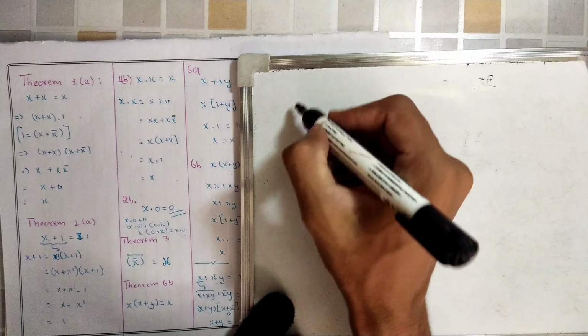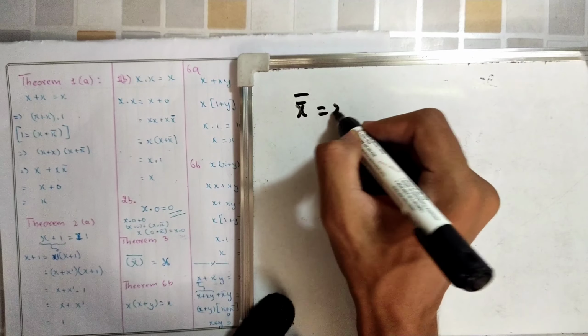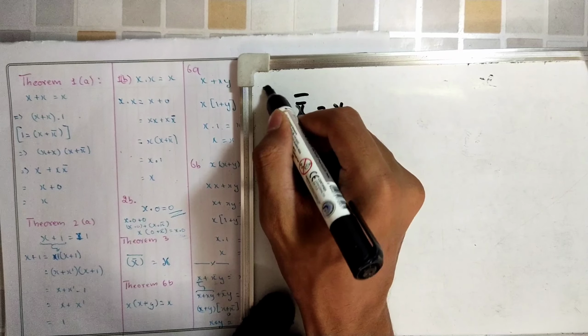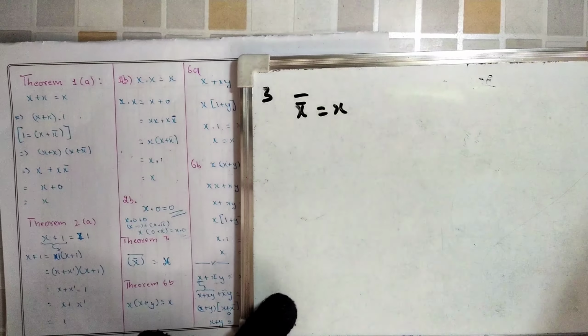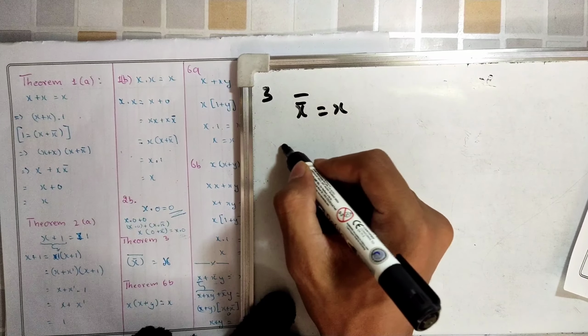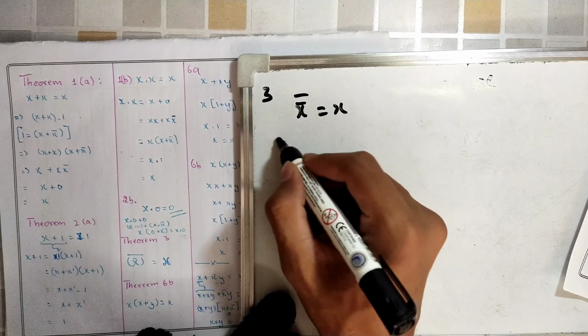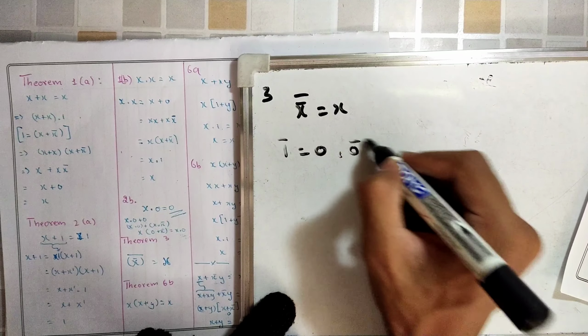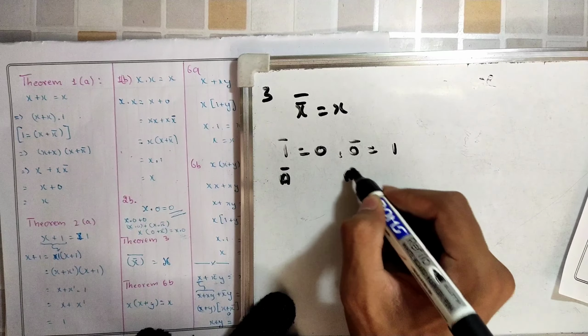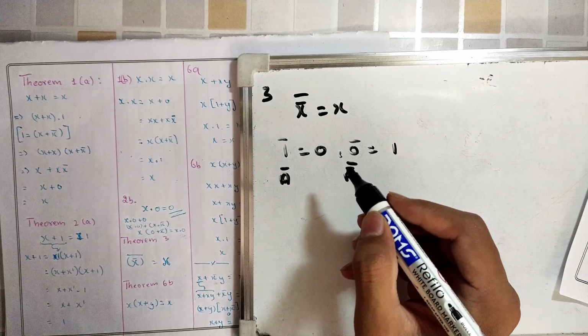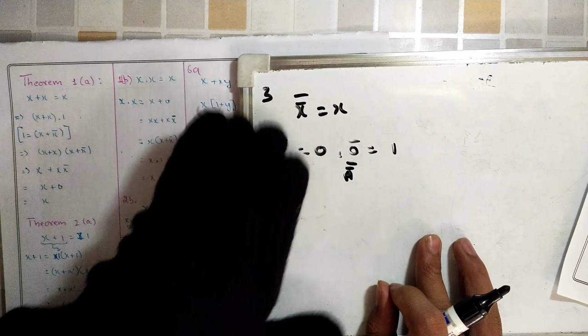So the third theorem is x double bar is equal to x. So this we have proved here, right? Here you just have to write the same thing. Give a value for x, suppose it is 1. So 1 bar is equal to 0, again 0 bar is equal to 1. So this is nothing but a bar, and this is nothing but a double bar. Okay, simple.